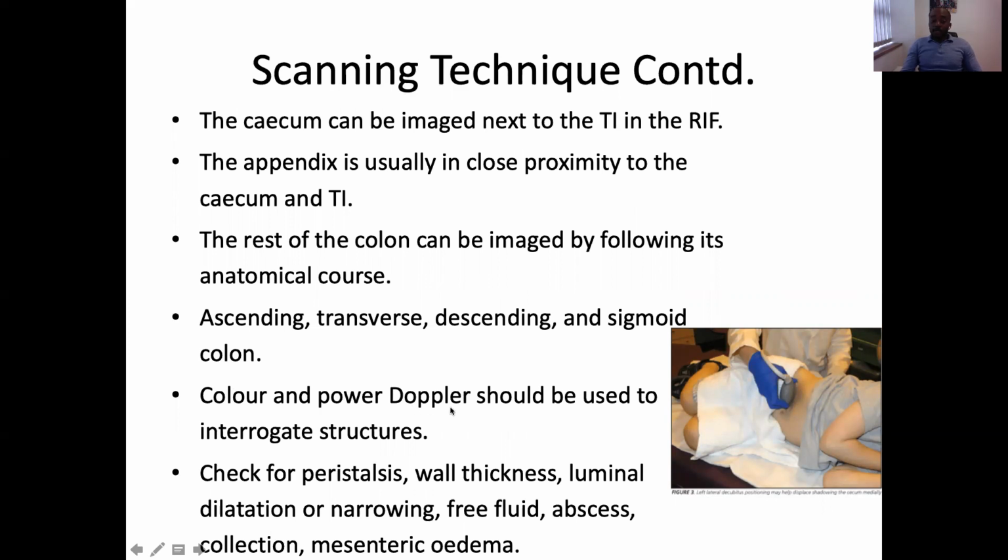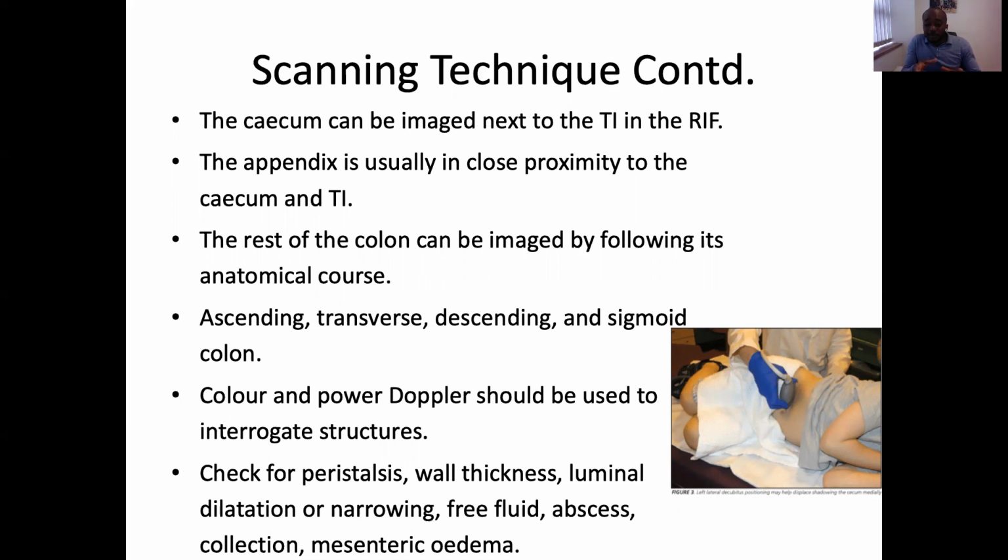We should use color and power Doppler when we find abnormalities to interrogate structure. The normal bowel doesn't tend to give much color signal. However, when there's inflammation, you tend to find increased color signal and bowel thickening. In many cases, you also find mesenteric fat edema around it, so the bowel is a bit calm around that area. There will be no peristalsis or reduced peristalsis.